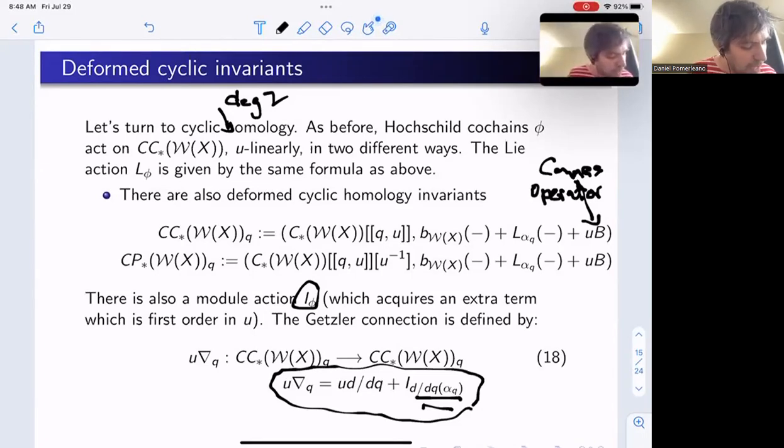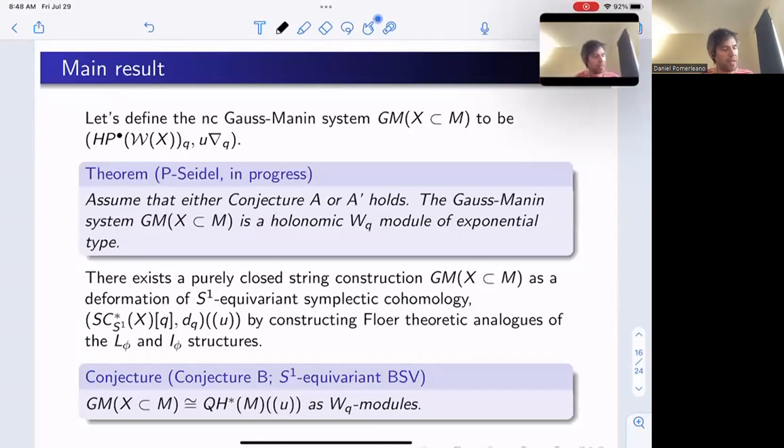So here's what we've got. This is the work that we have, the result. Let's define the Gauss-Manin system to be this. Sorry, I've inverted U precisely so that I have an actual connection in the Q direction. Then, if you assume either one of these conjectures, the Gauss-Manin system is a holonomic WQ module, a holonomic D module of exponential type.